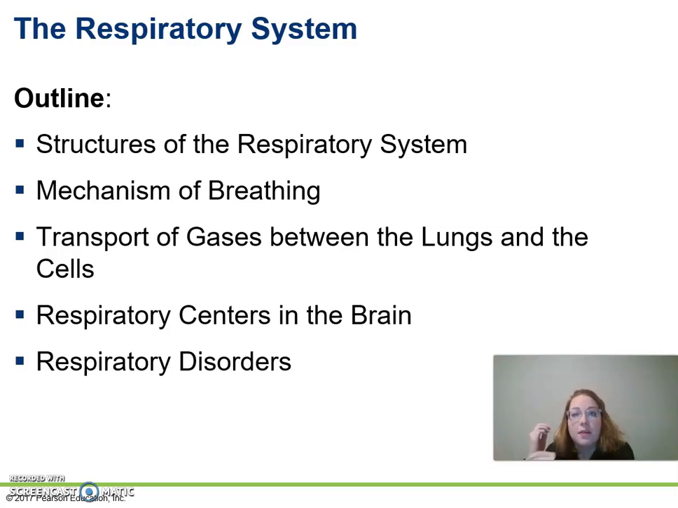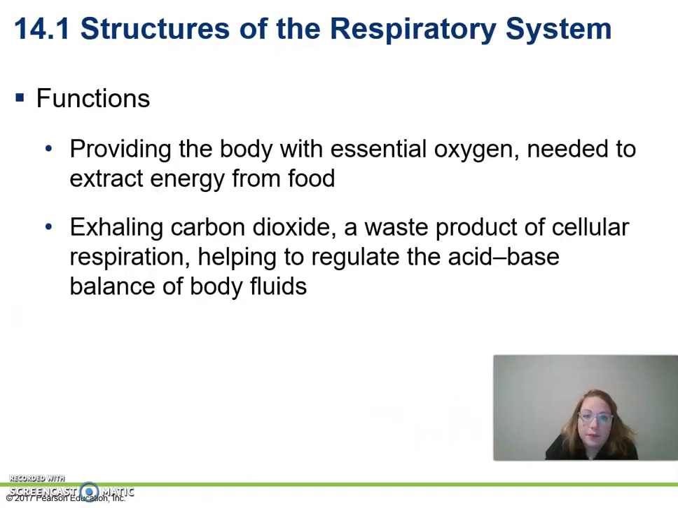Then we'll look at the mechanisms of breathing, how we force air in and out. We'll look at how gases move, oxygen and carbon dioxide diffusing. Then we'll look at how we control breathing using the respiratory centers in our brain. And then this chapter, I went pretty heavy on disorders. Especially in our current climate, it's an important section. Okay, so functions of the respiratory system.